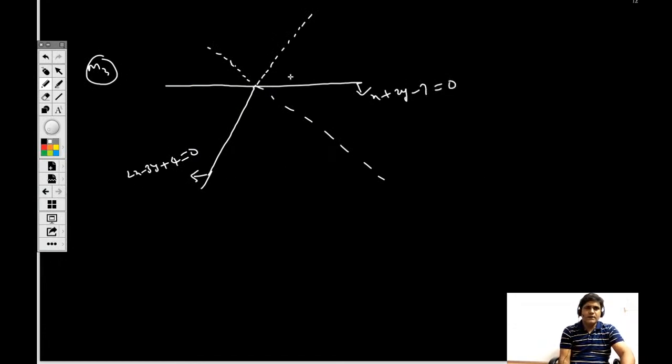So the third method is: you take any point on this line, 2x minus 3y plus 4 equals 0. Take a simple point, one with integer coordinates. This is P, the point of intersection of the mirror and the incident line. If you take y as 0, then 2x equals minus 4, so x equals minus 2. Therefore you take minus 2 comma 0. This is a simple point.